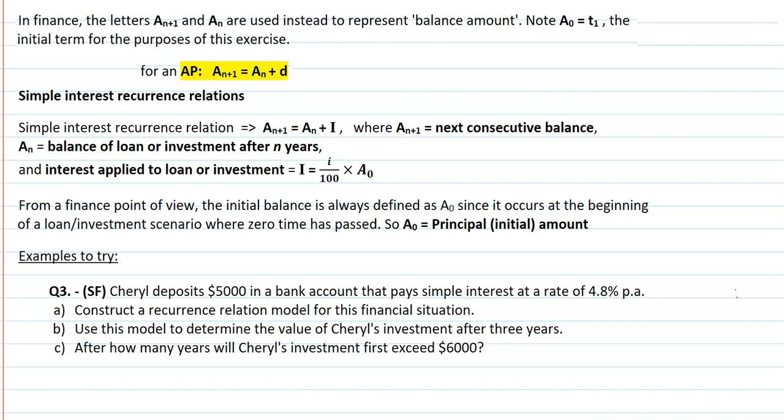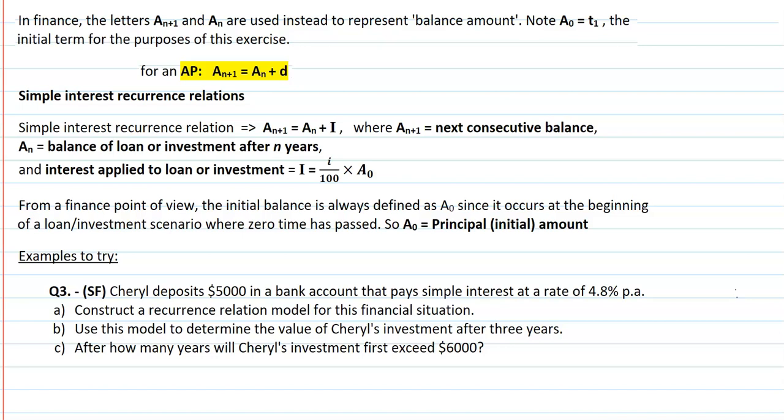We're just continuing with part 2 of our recurrence relations and applying it to simple and compound interest scenarios. So when we left off, we looked at the application of arithmetic sequences to a financial situation. And instead of using T, we use A to represent the balance amount.